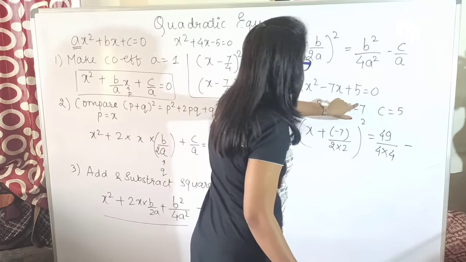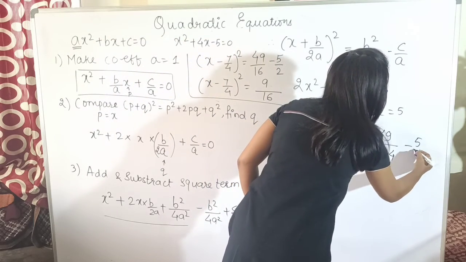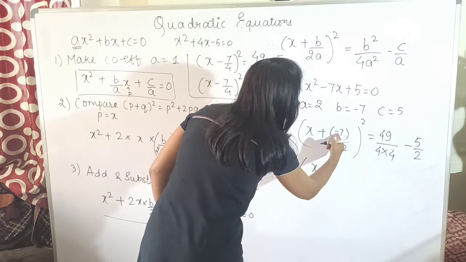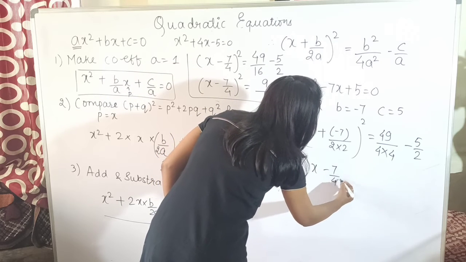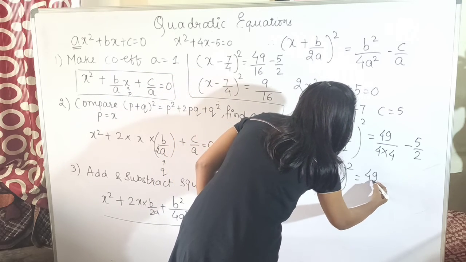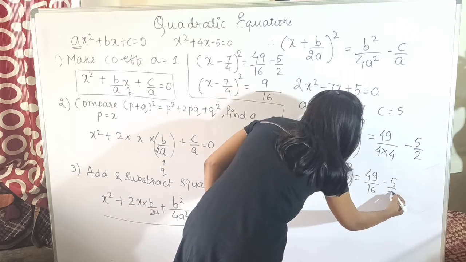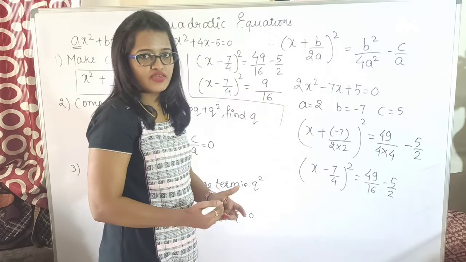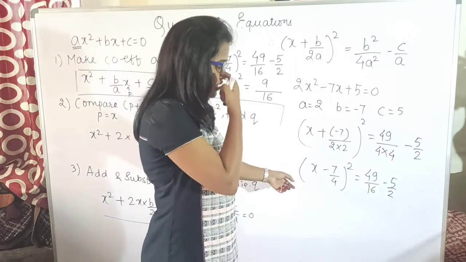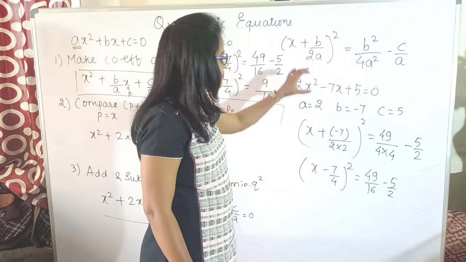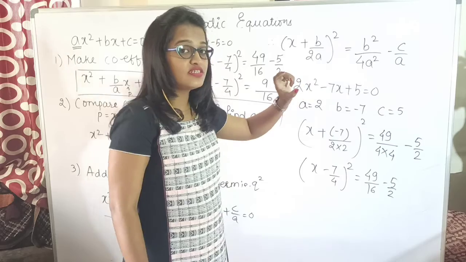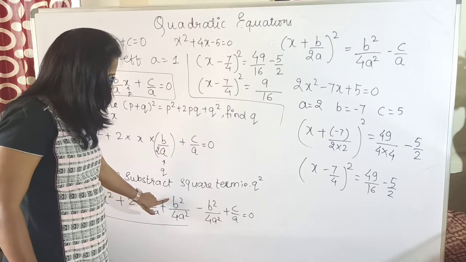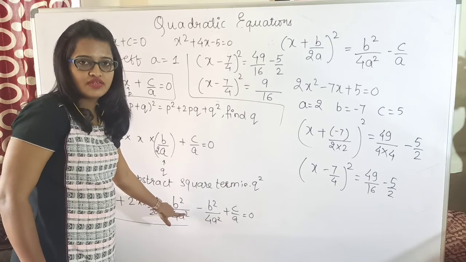minus c by a. C is my 5, a is my 2. So if you write it in a little simplified form, it will be x, this plus into minus will become minus 7 by 4 bracket square, which is nothing but 49 by 16 minus 5 by 2. As you can see, this is the same step we have got here after simplifying. Okay, so just to check whether you are getting the same values, you can follow this method, that x plus b by 2a. So whatever is the square term which we are adding and subtracting here, the value of it should be b square by 4a square, isn't it?